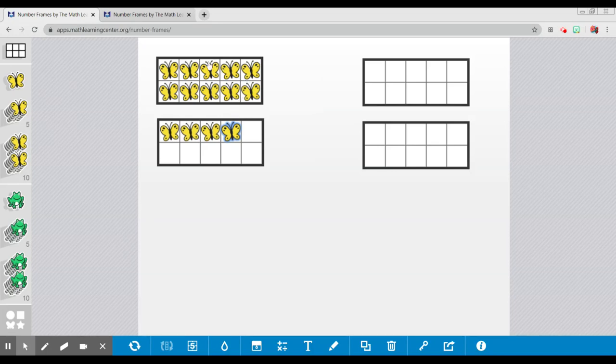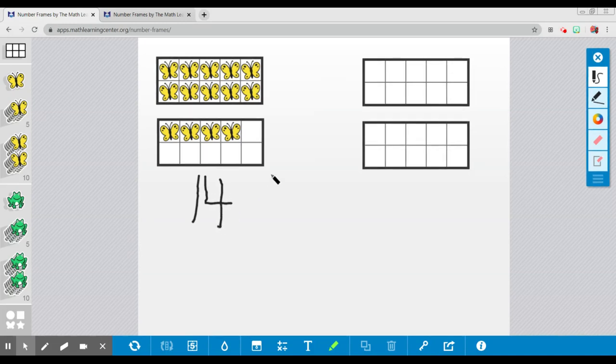Okay, so I'm going to count them. And I know since this whole 10 frame is filled up, that that is 10. So I don't need to count all of them. I can just say 10. Okay, and then I can count on 11, 12, 13, 14. So I have 14. So I'm going to go down here and I'm going to get my crayon, pencil, pen, whatever you want to call it. And I'm going to write the number 14 under here. Oh, gotta grab it. There we go. Okay. And I'm going to write the number 14.